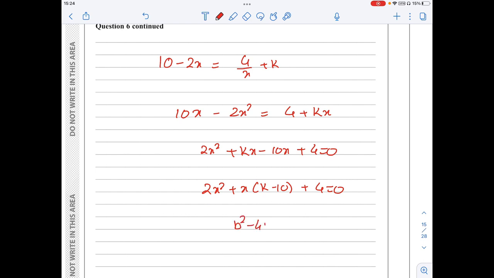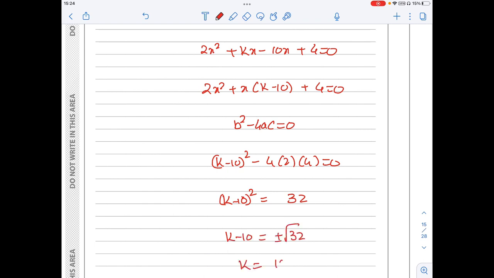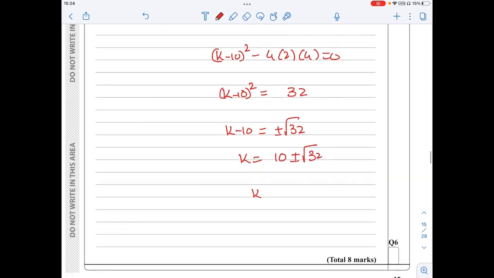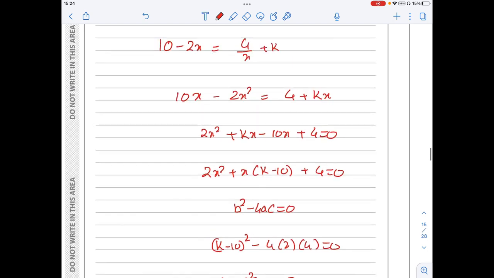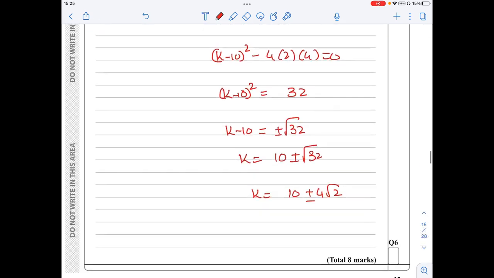Because it is a tangent, b squared minus 4ac equals 0. So it becomes k minus 10 whole squared minus 4 times 2 times 4 equals 0. k minus 10 whole squared equals 32. So k minus 10 equals plus or minus square root 32. So k equals 10 plus or minus square root 32, which is k equals 10 plus or minus 4 root 2. What is being asked? Find the possible values. So we got 2 values.